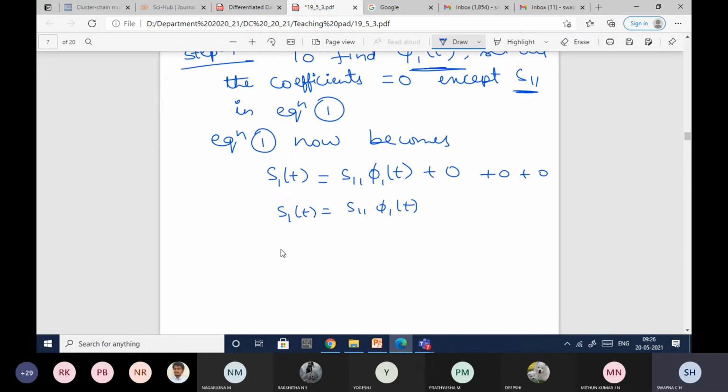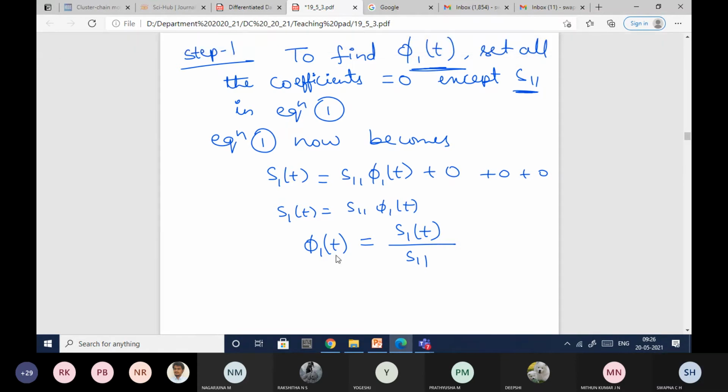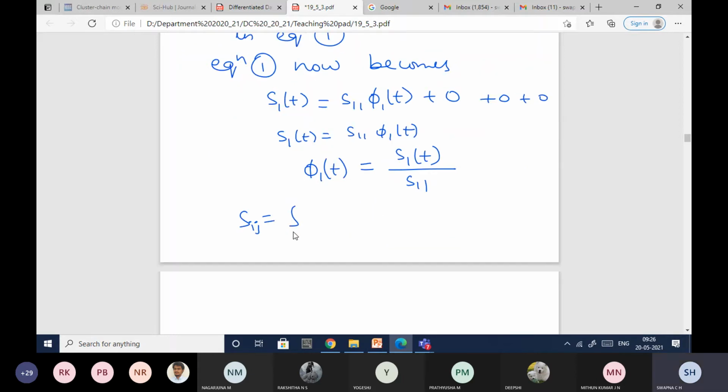What is my goal here? I need to find all the orthonormal basis functions. So phi1 of t I can write as S1 of t divided by S11. So I will have this S1 of t, and I have found by using integral 0 to t Si of t phi j of t dt.